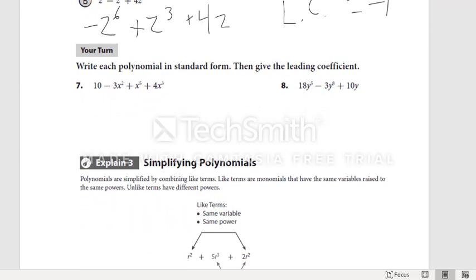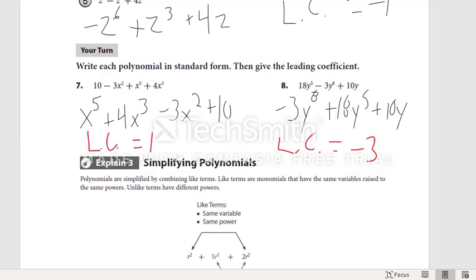All right, 7 and 8, I'm going to give you guys a minute to pause the video, try them, then unpause and you can check your answers. Okay, you can check your answers.